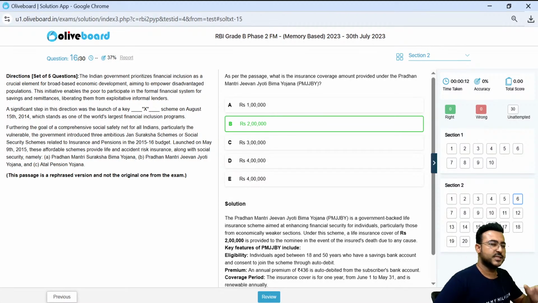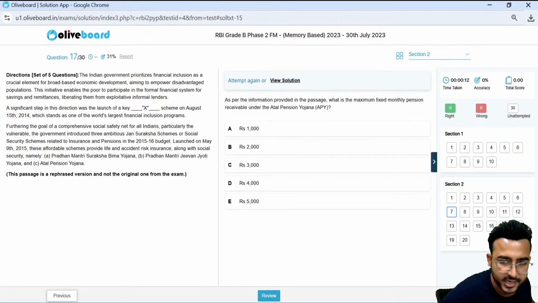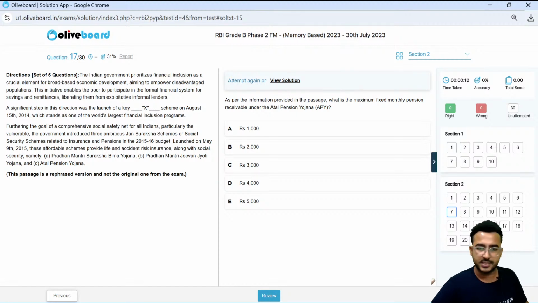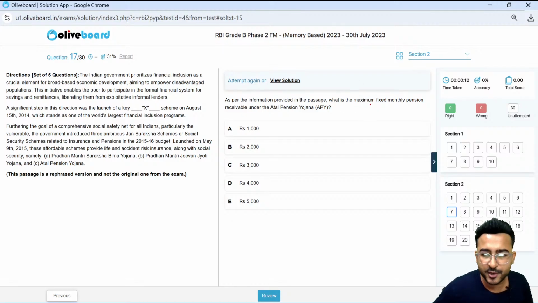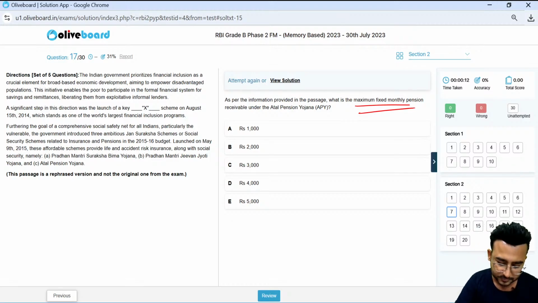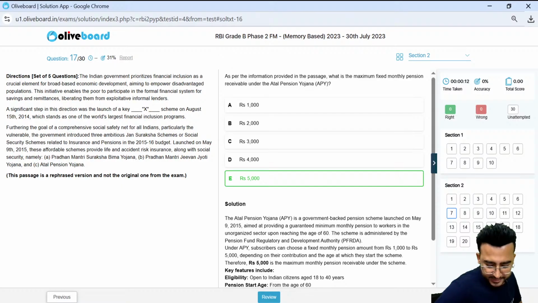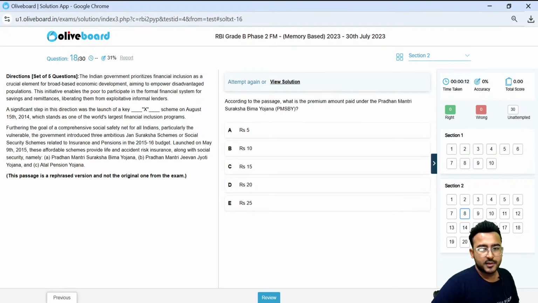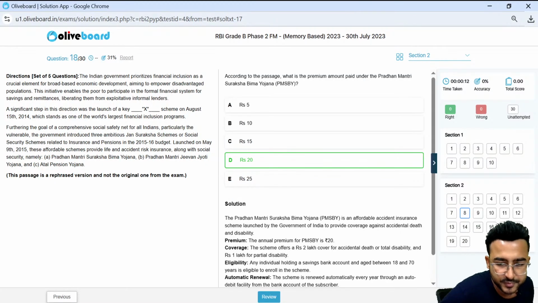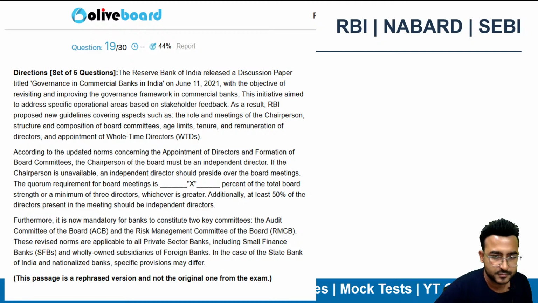So this is nothing but a scheme based para question, right? They have asked about multiple government schemes in this one question. Now tell me, what is the maximum fixed monthly pension you will be receiving in the Atal Pension Yojana? 5,000, right? What about the Pradhan Mantri Suraksha Bima Yojana? What is the premium amount? It's 20 rupees.